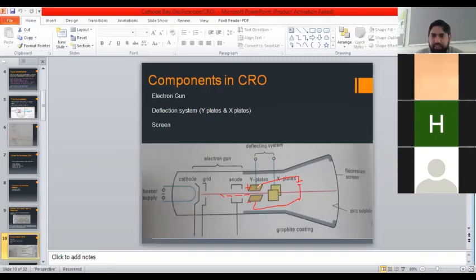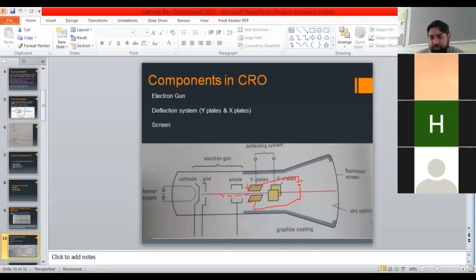ठीक है जी? And if I reverse the potential, अगर मैं बैटरी को रिवर्स करके लगा दूं, if this is negative and this is positive plate, then beam of electrons will be deflected downwards. Okay, so it means we can apply a signal to the Y plates and we can make the beam of electrons deflect upward or downward. ऐसे ही जी. अब आ जाए X plates पर.